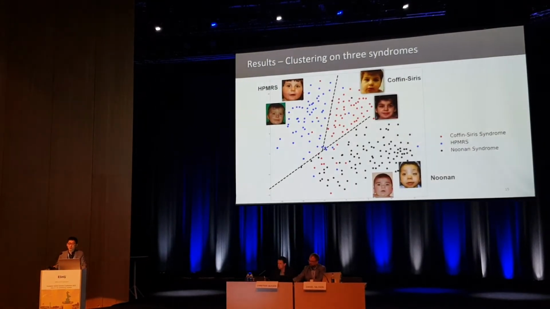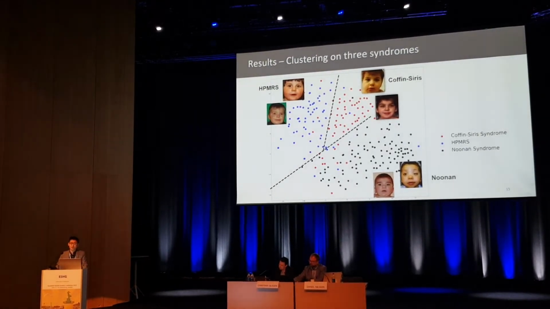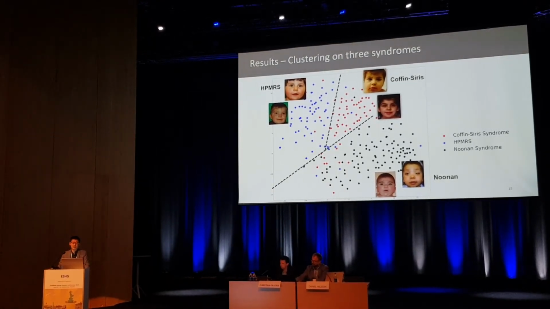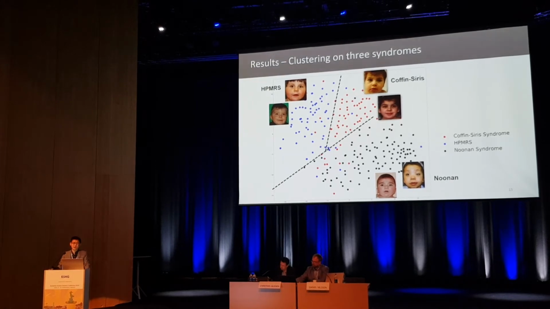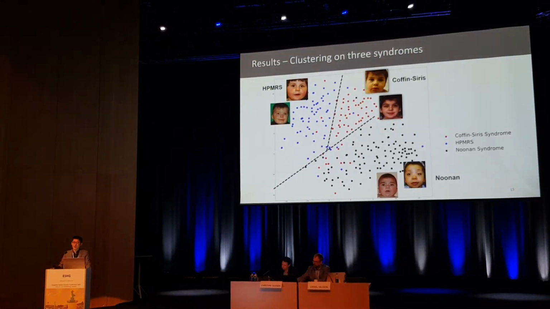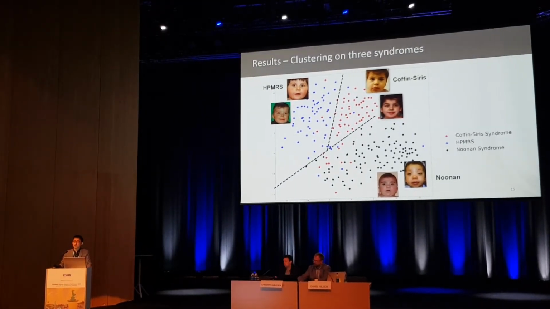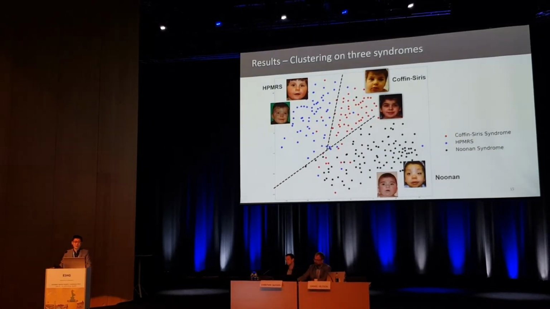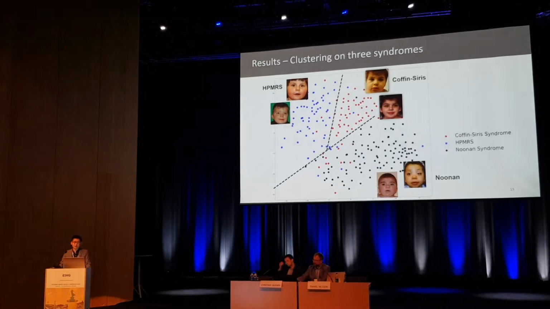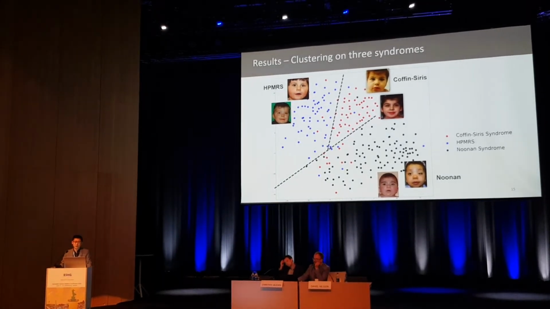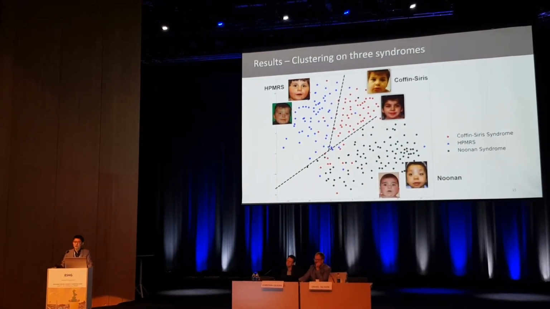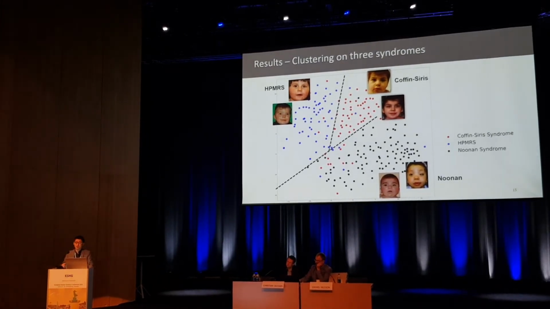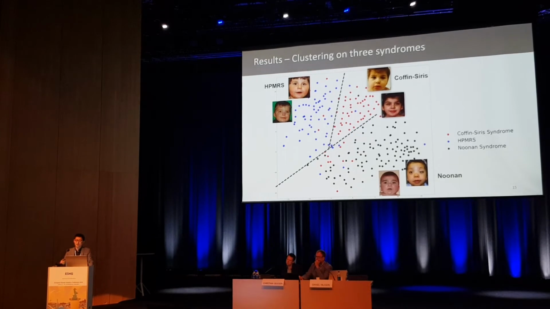And moreover, maybe you wonder how the patients distribute in the space. In order to show the visualization, here I select patients with three syndromes: Coffin-Siris, HPMRS, and Noonan syndrome. And further, we perform t-SNE to map the patients into 2 dimensions. Here you can see that the patients with the same syndrome cluster together and form 3 clear clusters. So it means that patients with similar syndromes cluster to each other in the clinical face phenotype space.